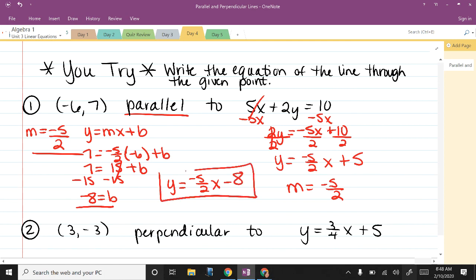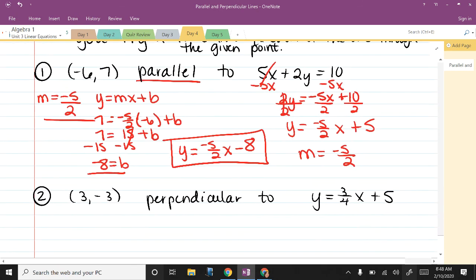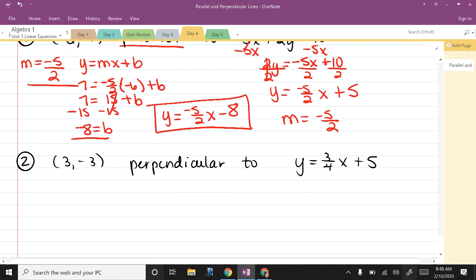Raise your hand if you got that for your equation for number 1. Are there any questions on number 1? So that one was a little bit more work because that first equation was not in slope-intercept form. Is everybody okay with that? The second one should go a little bit quicker because the second equation is in slope-intercept form, isn't it? Yeah, so what's their slope?